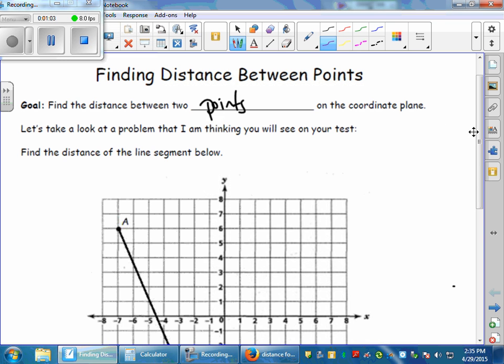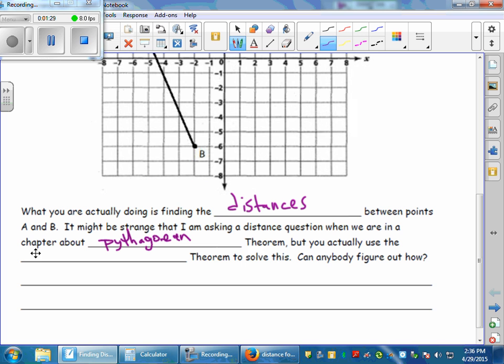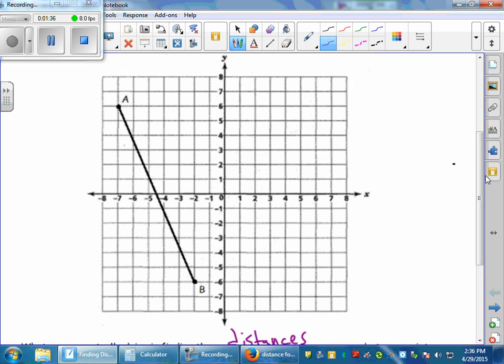So what you're actually doing is finding the distance between points A and B. Now, it might be strange that I'm asking you a distance question when we are in a chapter about the Pythagorean theorem, but you can actually use the Pythagorean theorem to solve this. Can anyone figure out how? Why don't you take a look at it for a second and see if you can figure out how.